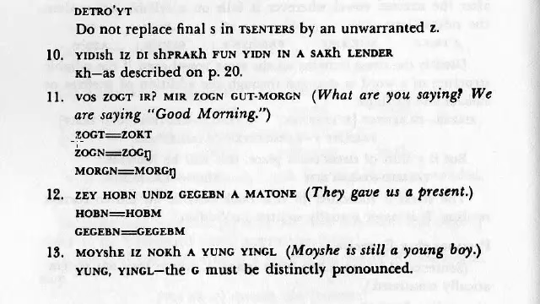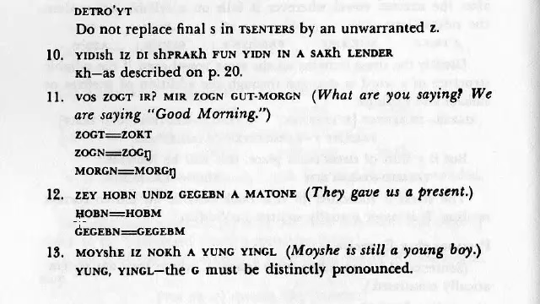Number 11. Note how zogt is pronounced. It's not zogt, it's zogt. It's not zoggen, it's zoggen. It's not morgen, it's morgen. So let's read this. Was sagt ihr? Wir sagen Guten Morgen. Again. Was sagt ihr? Wir sagen Guten Morgen.